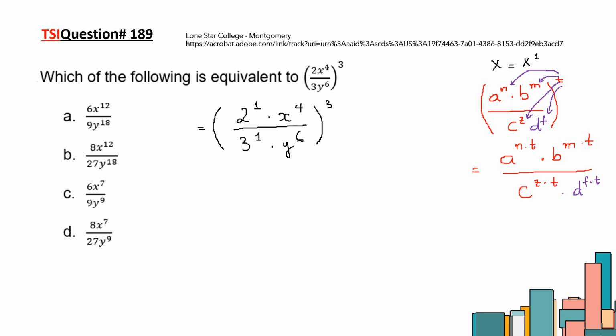Okay, so let's start with this one. First, we have 2 to the power of 1 times 3. Now the next one is x to the power of 4 times 3. Now at the bottom, we have 3 to the power of 1 times 3. Now we have y to the power of 6 times 3. We distribute 3 inside to each of the exponents we see.